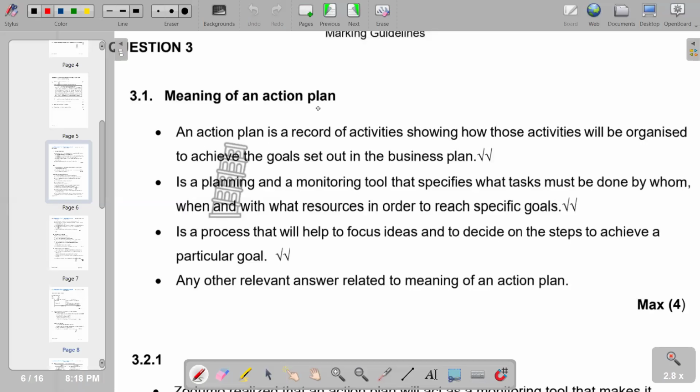So an action plan is a record of activities showing how those activities will be organized to achieve the goals set out in the business plan. It is a planning and monitoring tool that specifies what task must be done by whom and when and with what resources in order to achieve specific goals. You've got another alternative explanation in terms of an action plan.